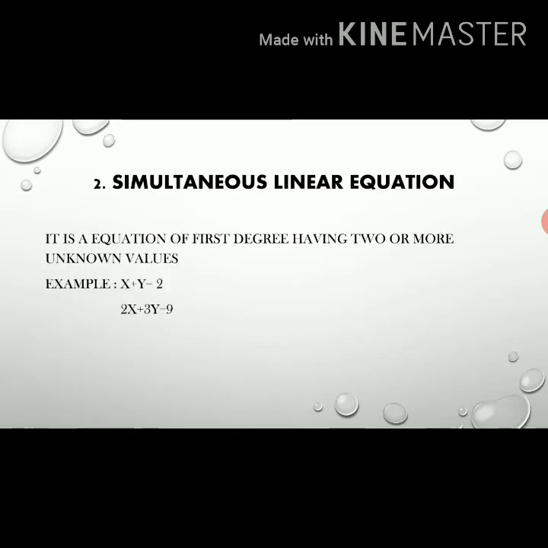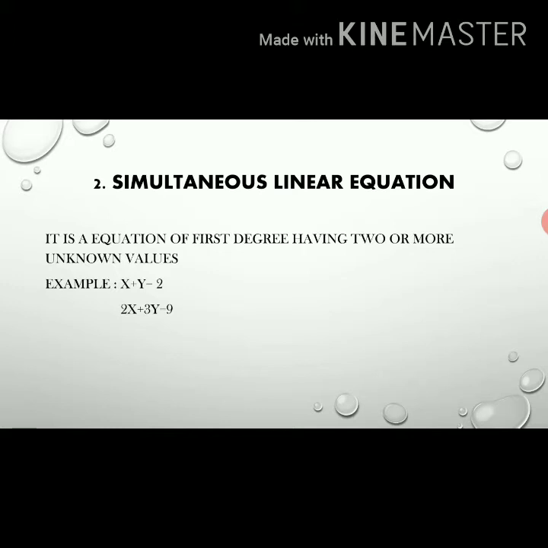Okay, next we go to the simultaneous linear equation. The second type of linear equation is the simultaneous linear equation. What do you mean by simultaneous linear equation? It is an equation of first degree having two or more unknown values. In a simple linear equation there is only one unknown value, but in a simultaneous equation there are two unknown values, and with the information we calculate both.